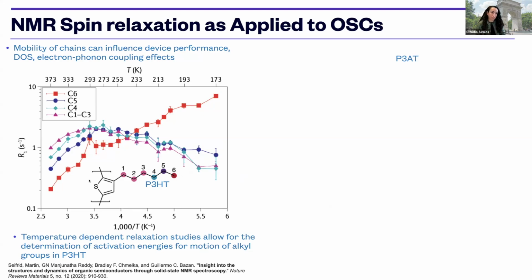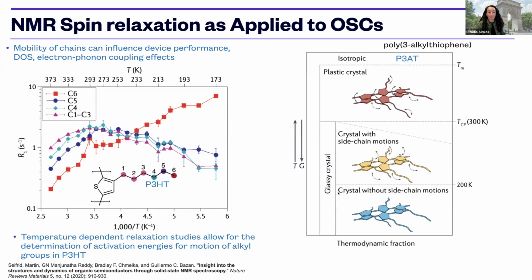So this is for P3HT. We see that for the C6 carbon, we tend to have much faster relaxation at these lower temperatures, kind of typical for a CH3. In the case of P3AT, we can also do the same sort of analysis, right? We can see that at lower temperatures we don't have as many side chain motions. Go to higher and higher temperatures, and you see this reflected in your relaxation profile.